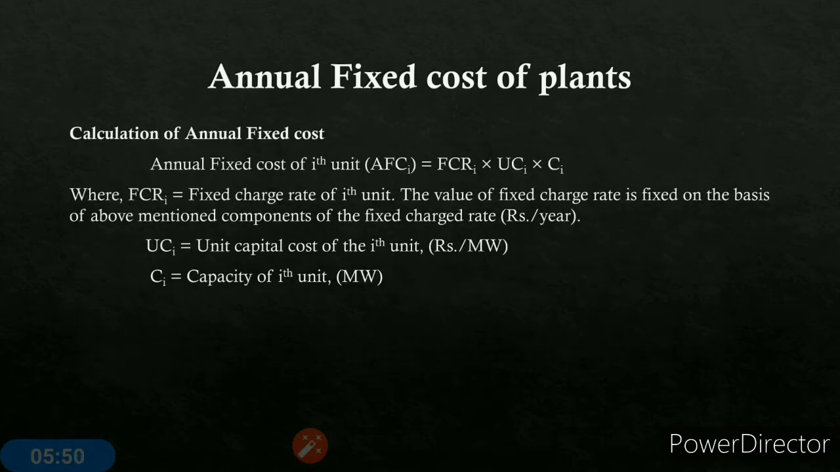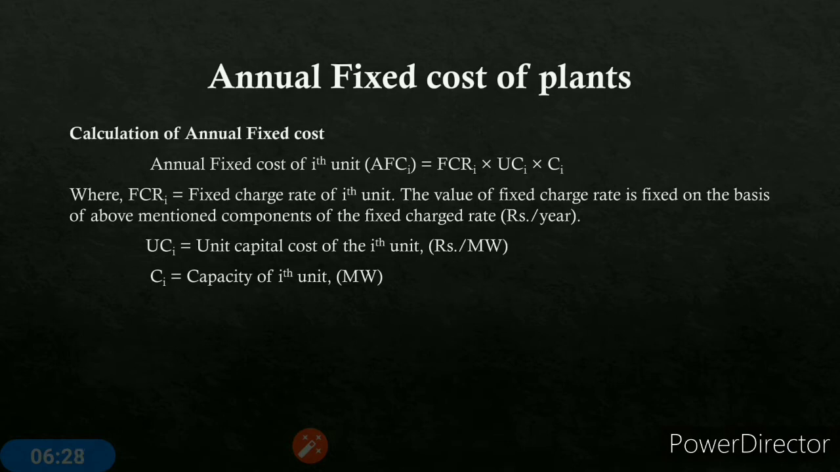So the annual fixed cost of a power plant for the ith unit is given by FCRi multiplied by UCi multiplied by Ci, where FCRi is the fixed charge rate of the ith unit. The value of the fixed charge rate is fixed on the basis of the above mentioned components. What we have mentioned so far is interest, taxes, insurance, depreciation, managerial and general maintenance cost, and the rate of return. All these affect the value of FCR.